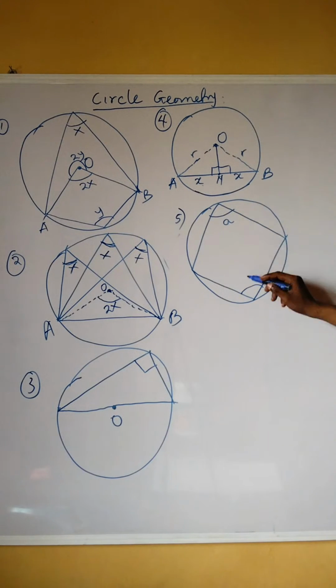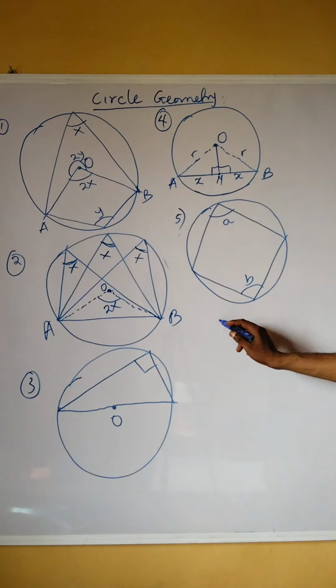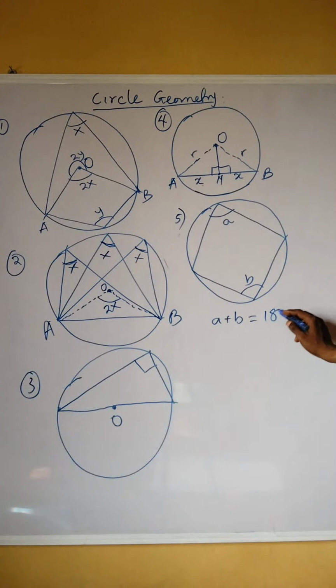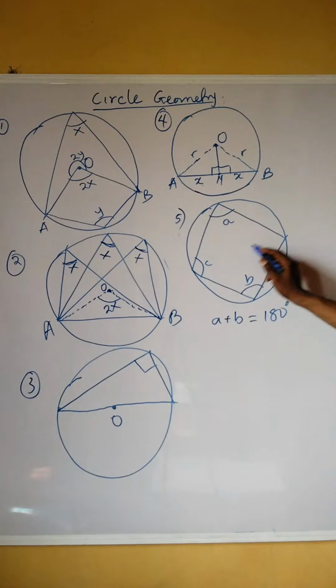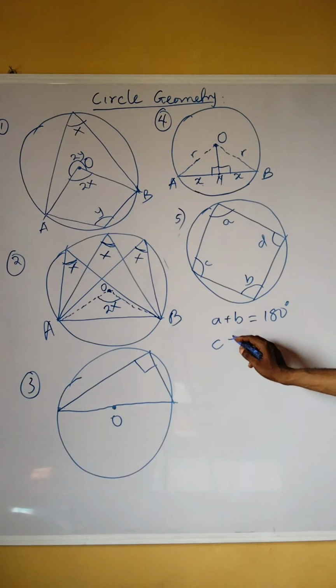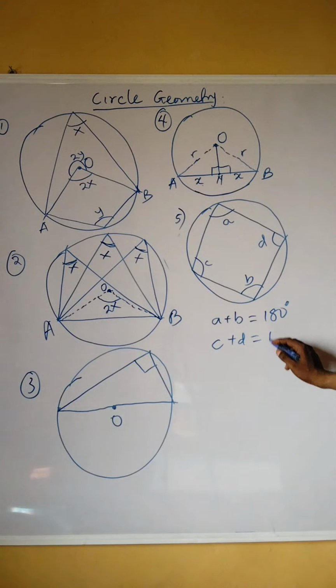So if this is A, this is B. What it means is that angle A plus B will add up to 180 degrees. That's supplementary angles. And if this is C, this is D, also angle C plus D is equal to 180 degrees. So that's what this theorem says.